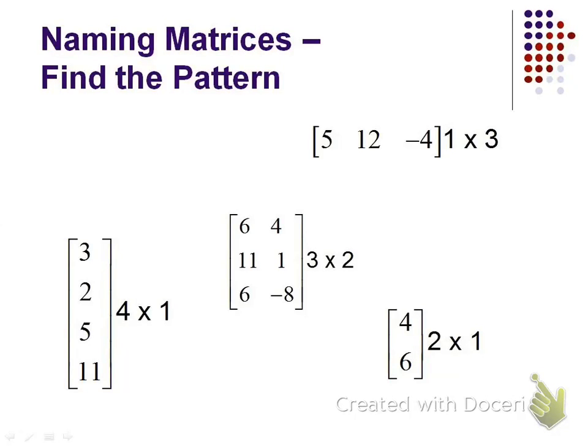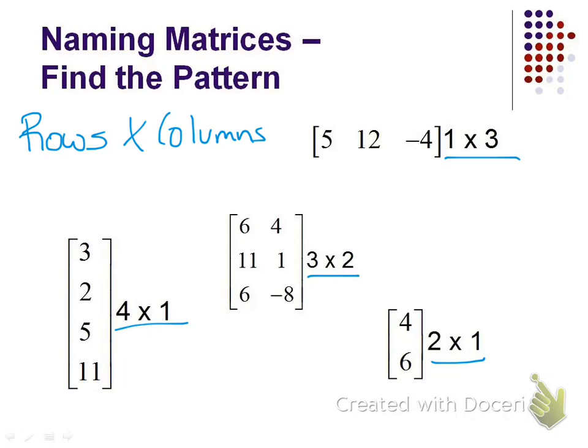Okay, so yesterday we started looking at matrices and we found the naming pattern. And in this case, these are the names right here. So we realized that the pattern is that it's rows by columns. Okay, so this would be rows 1, 2, 3, 4, and columns 1. So it's a 4 by 1. So rows by columns.